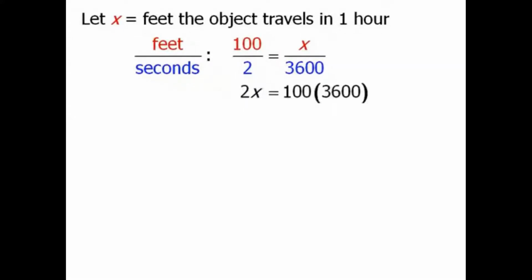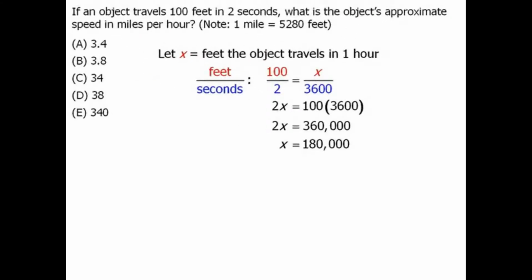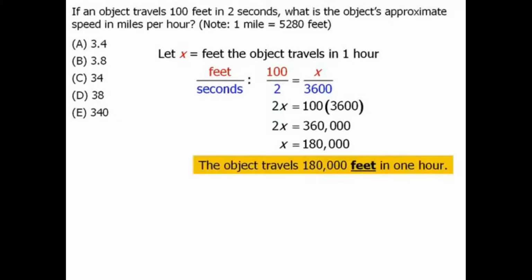Let's cross multiply. And we can simplify on the right-hand side 100 times 3,600. And we'll divide by 2. What does this tell us? This tells us that this object will travel 180,000 feet in 1 hour. We want to know how many miles this object will travel in 1 hour. So we need to convert 180,000 feet into miles.